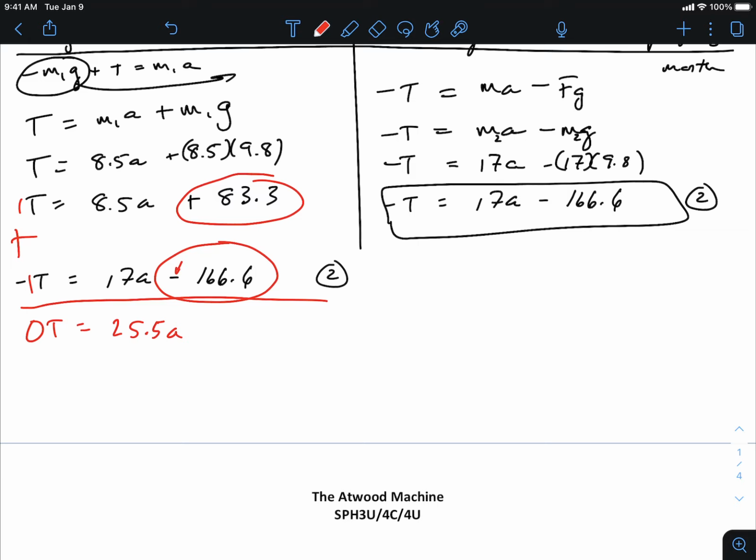83.3 minus 166.6. Is that exactly half of it? I should have gotten it after all. 83.3. All right, there you go. Now just solve for A. You can bring this over. You can create a zero pair and add it, right? There's nothing here now because it's 0 T's. So you're going to get 83.3 is equal to 25.5A. And the acceleration of the system would be 83.3 divided by 25.5, which is 3.27.